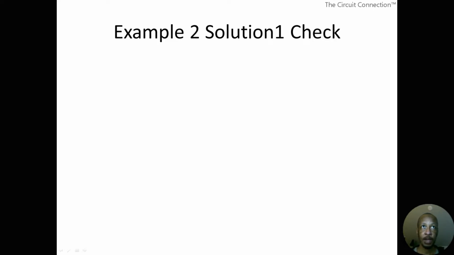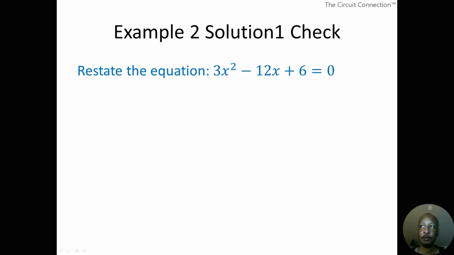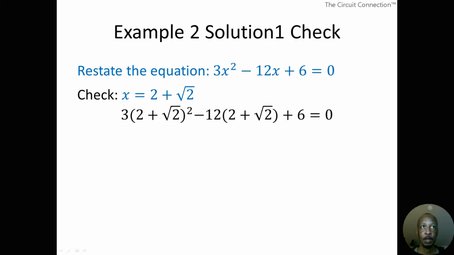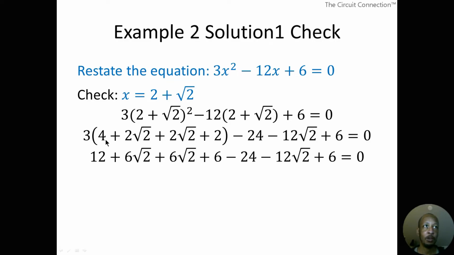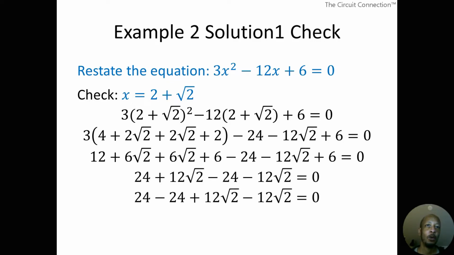So let's go ahead and check that solution. I'm restating the equation just for reference. The first check that I'm going to do is see whether or not x equals 2 plus square root of 2. We put that in place of x, and so we have this. We use our expansion rules to expand, and then we have this. We expand some more by doing distribution there. Now that you're in this expanded form, combine your like terms and reorder them so that you can easily see that all of this now equals 0, because 24 minus 24 is going to give you 0. Positive 12 square root of 2 minus 12 square root of 2 gives you 0. So 0 plus 0 equals 0. That's a true statement, and that all checks out.